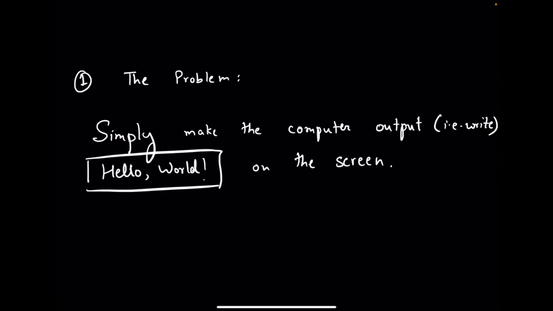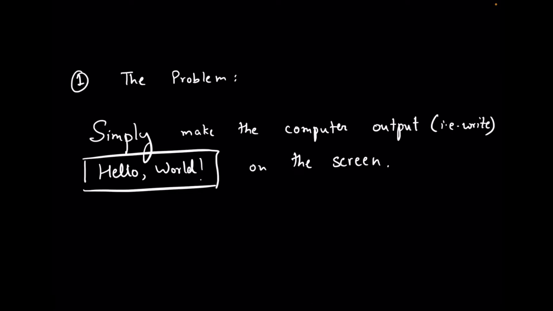Let's go through the 5 steps. The first step is the problem. The problem is really simple. It just says, make the computer write hello world on the screen, right? So if you think about a programming problem as taking some input and using that input to achieve some desired output, this problem has no input, and the output should always be hello world written on the screen, right?